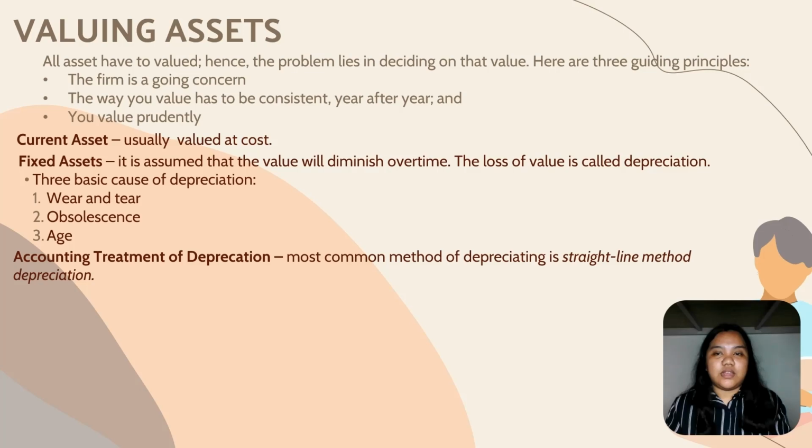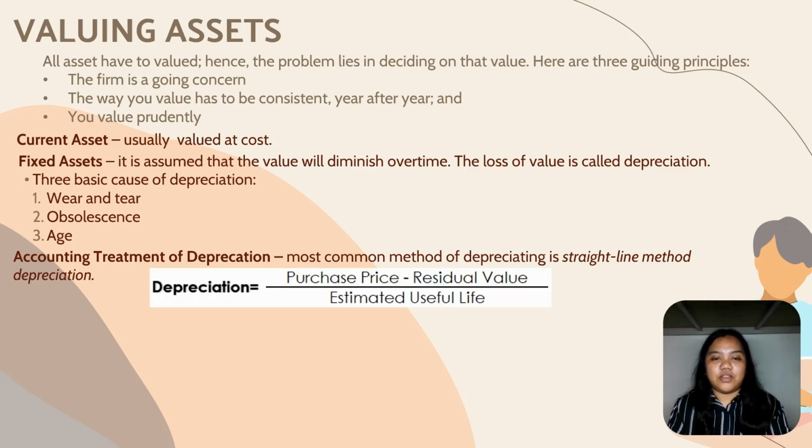The accounting treatment of depreciation: a common method is the straight line method. Straight line method, for example, is purchase price over estimated useful life. That is the usual practice, and it is also what is in the book. The book gives depreciation as equal to purchase price less residual value over useful life. So some value remains after the useful life, and it is not fully depreciated.